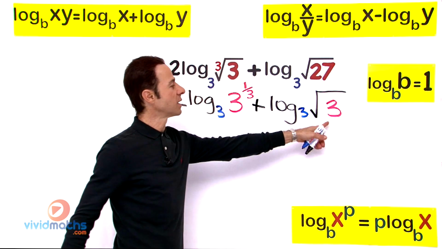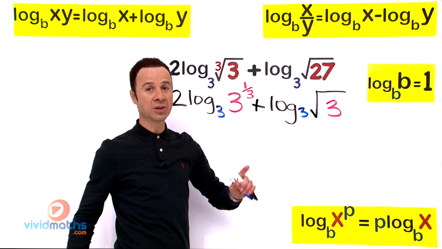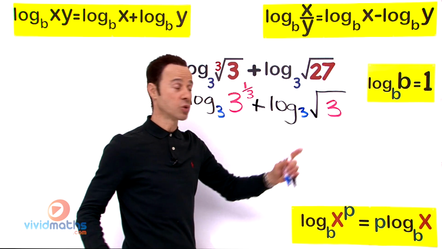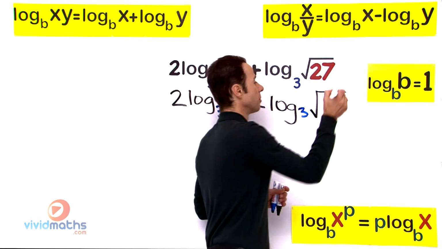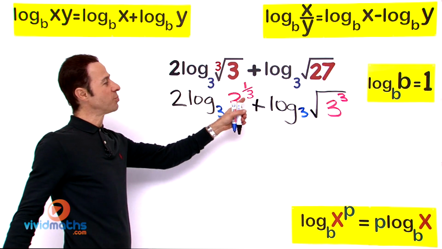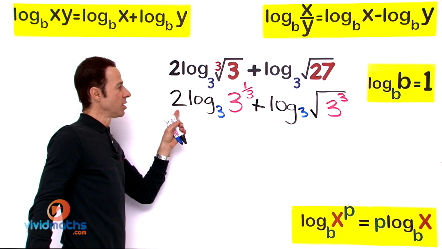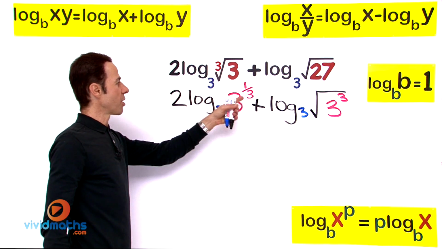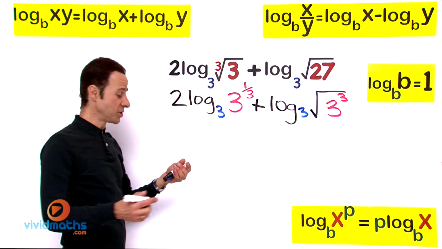3 to the power of what gives me 27? It's 3 times 3 is 9 times 3 is 27. So 3 to the power 3. Many of you already know that. So let's further simplify this. Now what I'm going to do is bring the third to the front, right over here. So a third times 2 is just 2/3, isn't it?